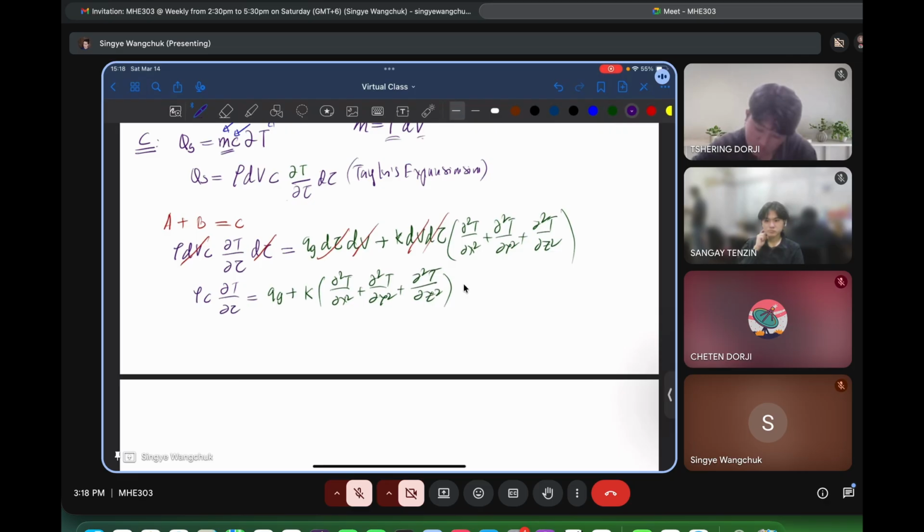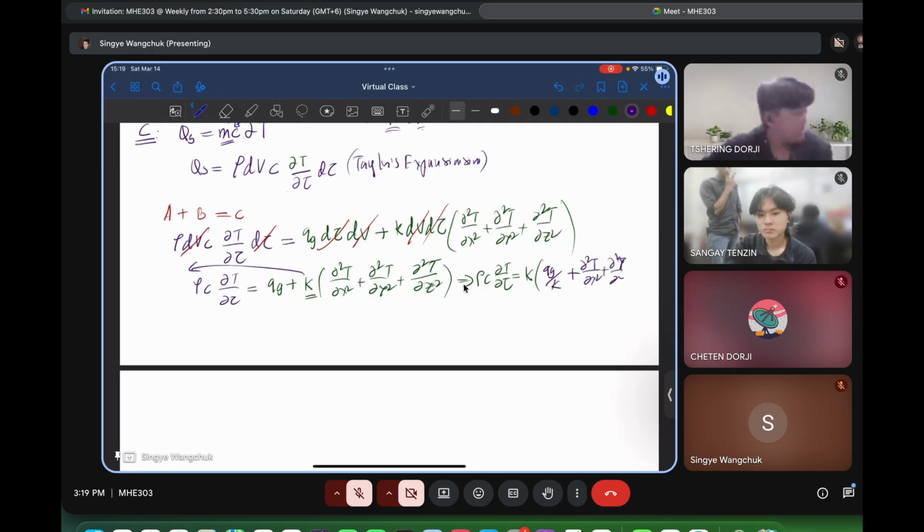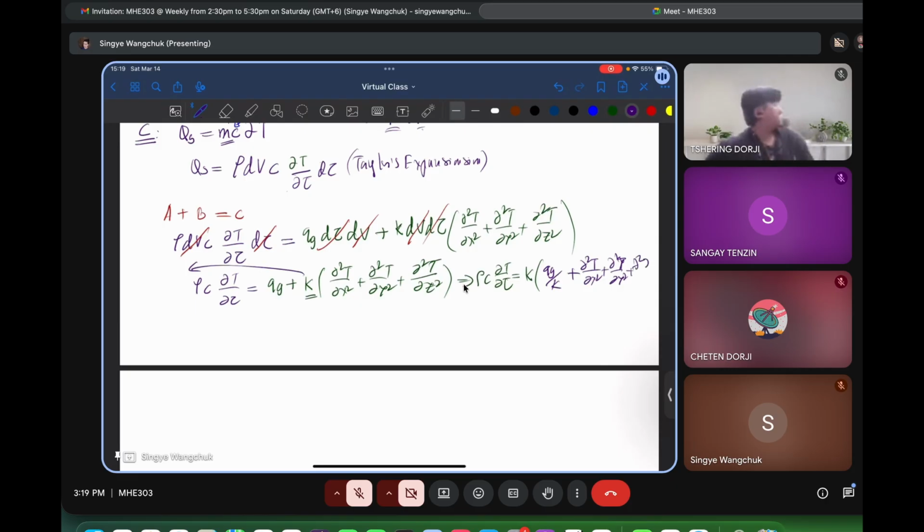From here you have to move the k. To do that, we are taking k as common. So I will get rho c dT/dτ equals k common, and taking it common I will now get Qg by k plus ∂²T/∂x² plus ∂²T/∂y² plus ∂²T/∂z².